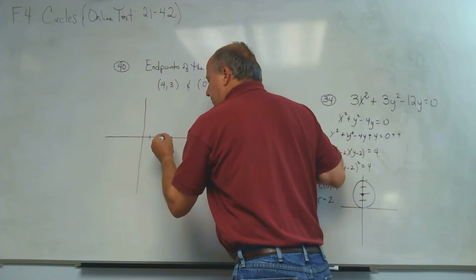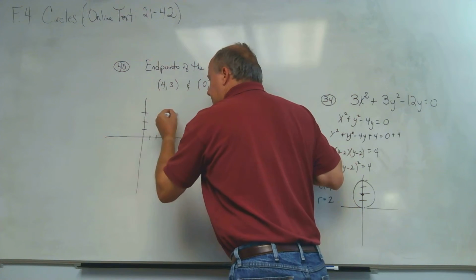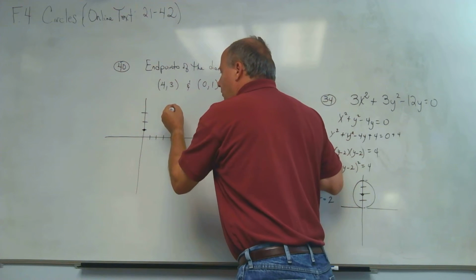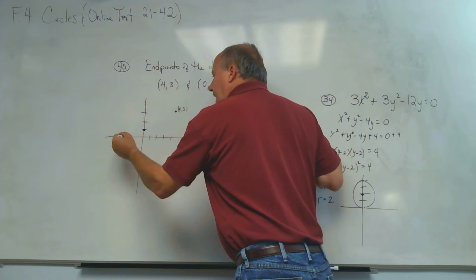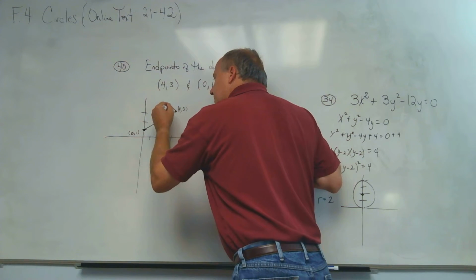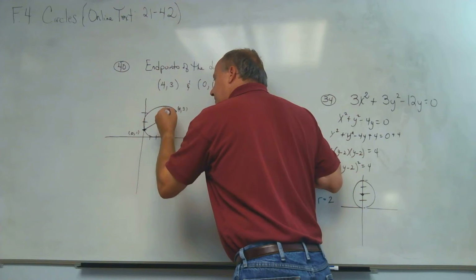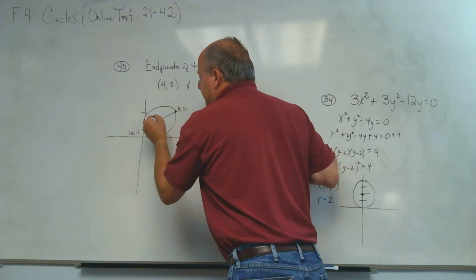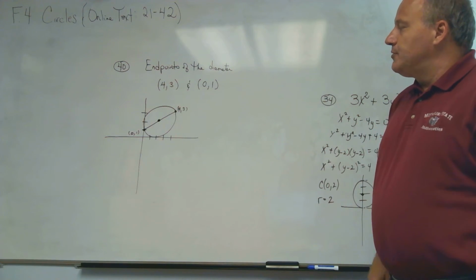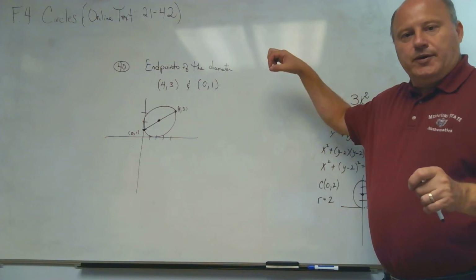1, 2, 3, 4, up 3. And then the other one is 0, 1. So 4, 3, and 0, 1. And this is the diameter of the circle. I'm not a very good artist, so you're going to have to forgive me a little bit. But this is what's going on. So 0, 1, and 4, 3 are the endpoints of the diameter.